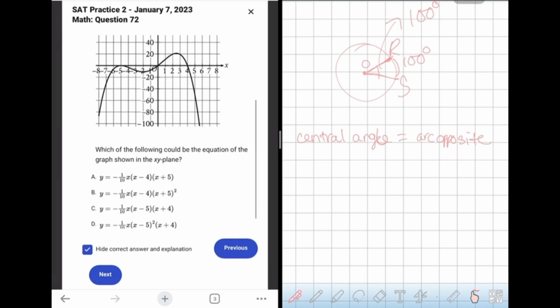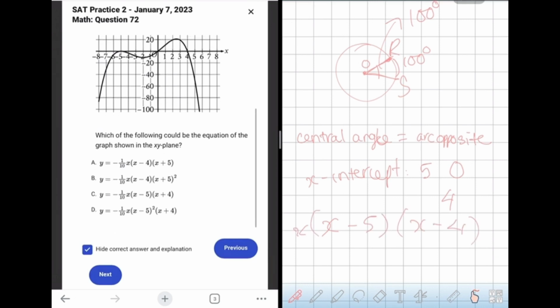Now look at the graph. We see that the x-intercepts in the graph are 5 and 0 and 4. So the form of your equation must be x minus 5, x minus 4, and x. Okay, so now look at the answer. Sorry, here -4. Okay, sorry. Now we will delete answer A and answer B. We just consider answer C and answer D.